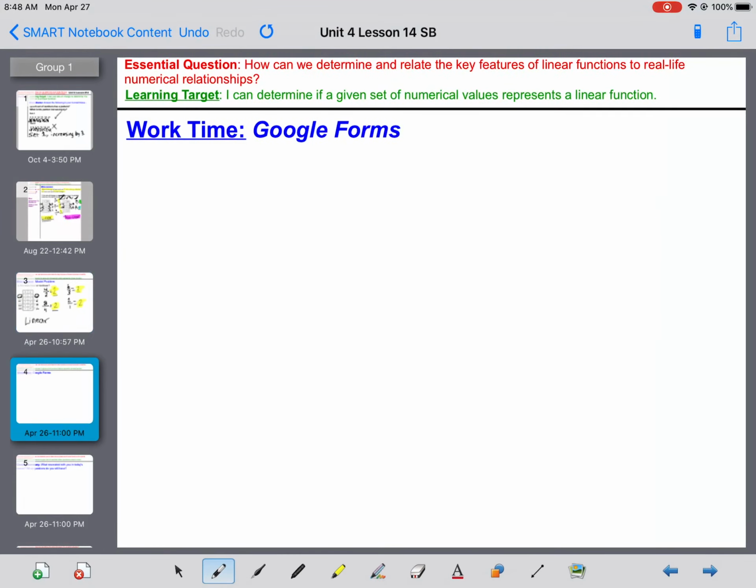For work time, we're going to write down Google Forms. There's only 5 questions. It's multiple choice. All you have to do is determine if it's linear or nonlinear. Remember, these Google Forms impact your grade.